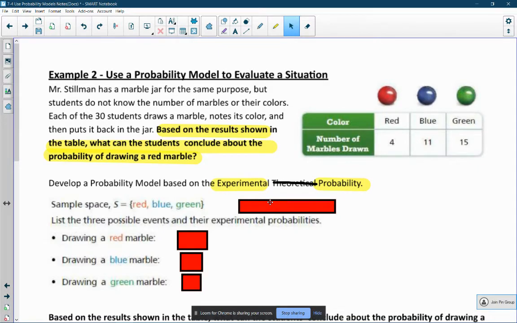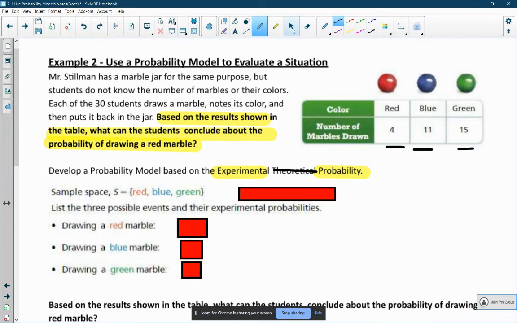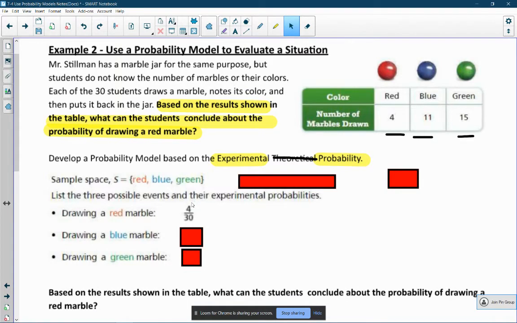And what we want to do using our table is create or list our probabilities based on our trials, our experiments. So drawing a red marble. Well, there were 4 red marbles, and how many times did we draw? 30 times. So we should have 4 over 30. Boom, we do. 4 over 30. Okay. Drawing a blue marble, we should have 11 over 30. We do, good. And then drawing a green, we should have 15 over 30. Let's check that. Boom, we do.